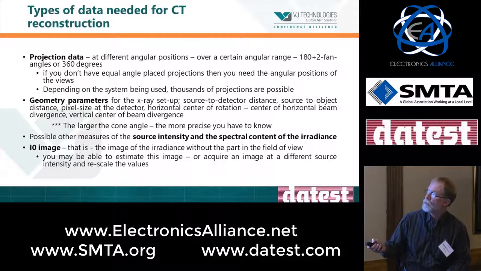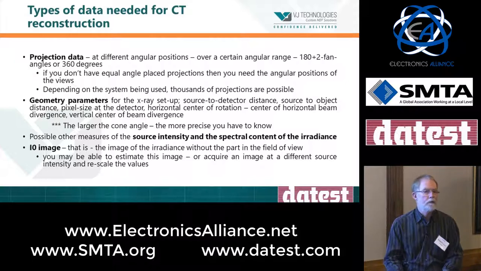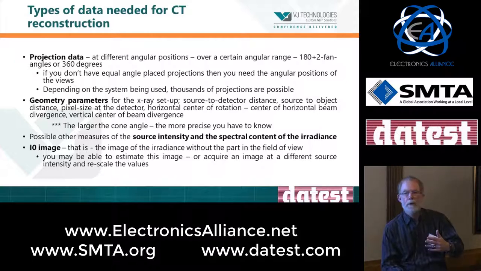Other parameters worth considering in the setup: source to detector, source to object, pixel size of the detector, horizontal center of rotation, center of beam divergence, vertical center of beam divergence. This is all fancy terminology for setup. Sometimes, quite honestly, we don't know what the outcome is going to be, and so we have to play around with it. And the customer needs to understand.